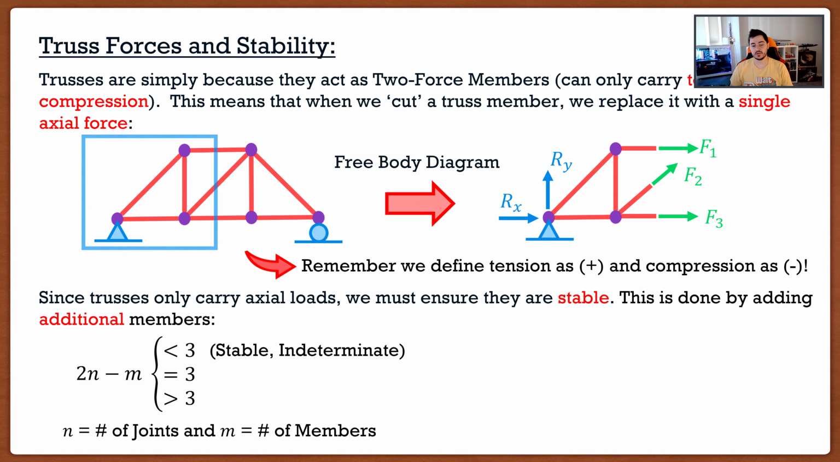The second case, where it's equal to 3, is stable as well as determinate. So this means that our truss is stable, which is good, and we can determine the forces using simple equilibrium. This is going to be the case we're mostly focused on in this course. The third case, when it's greater than 3, means that our truss is unstable.